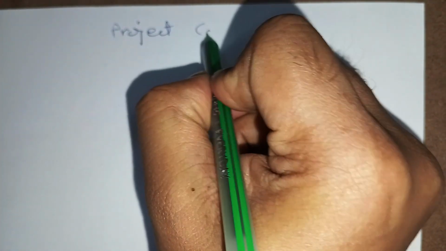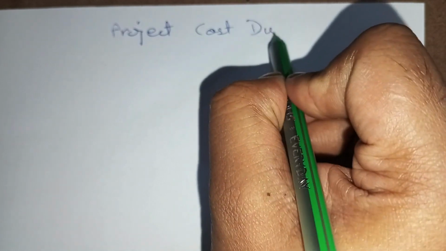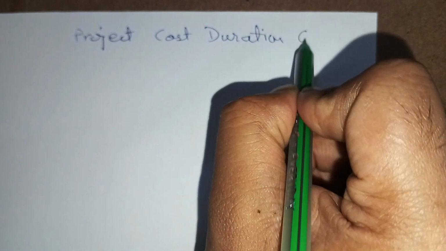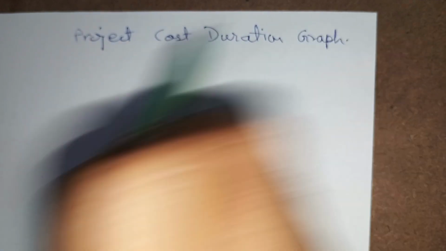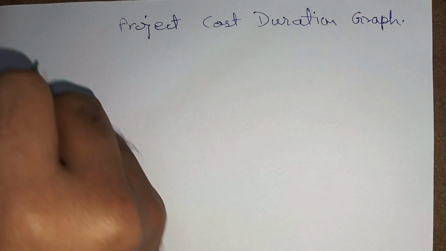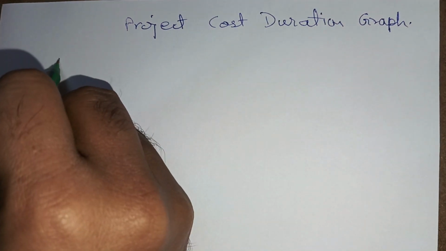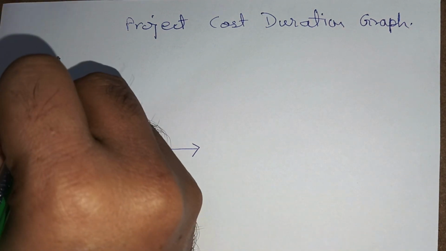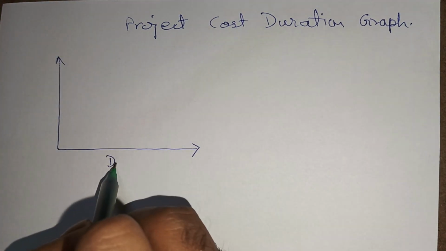Okay, so first we start with something called your project cost duration graph. So here we will have cost in the x-axis and duration in the y-axis.